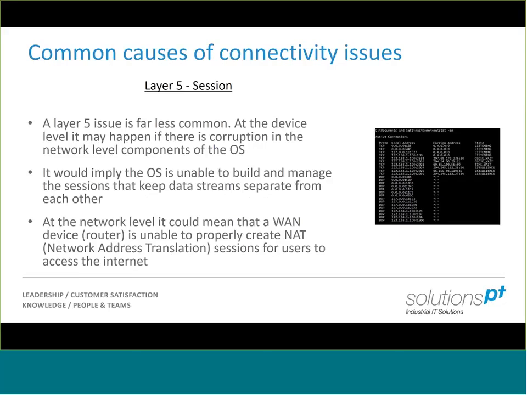So layer 5, the session layer, is a much less common place for issues to start happening. This and layer 6, it's not as common that you'll have problems here. If you do have a problem at layer 5, it implies that the operating system, the thing that manages your network connectivity, is unable to build and manage the sessions. Your session layer, as I said before, keeps your data streams separate from each other, and it does that via port numbers. So an issue at this layer would assume that for some reason you cannot open that session, and this is why this is quite a rare occurrence at this layer.